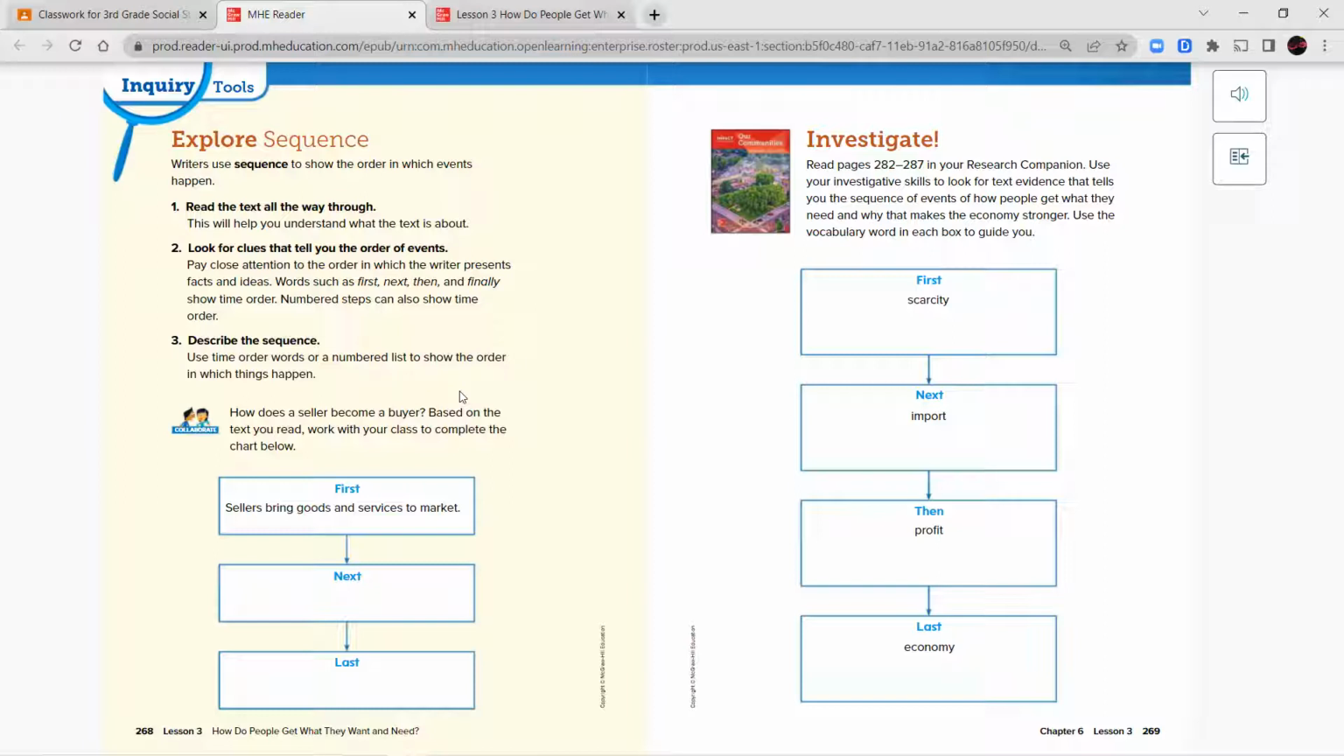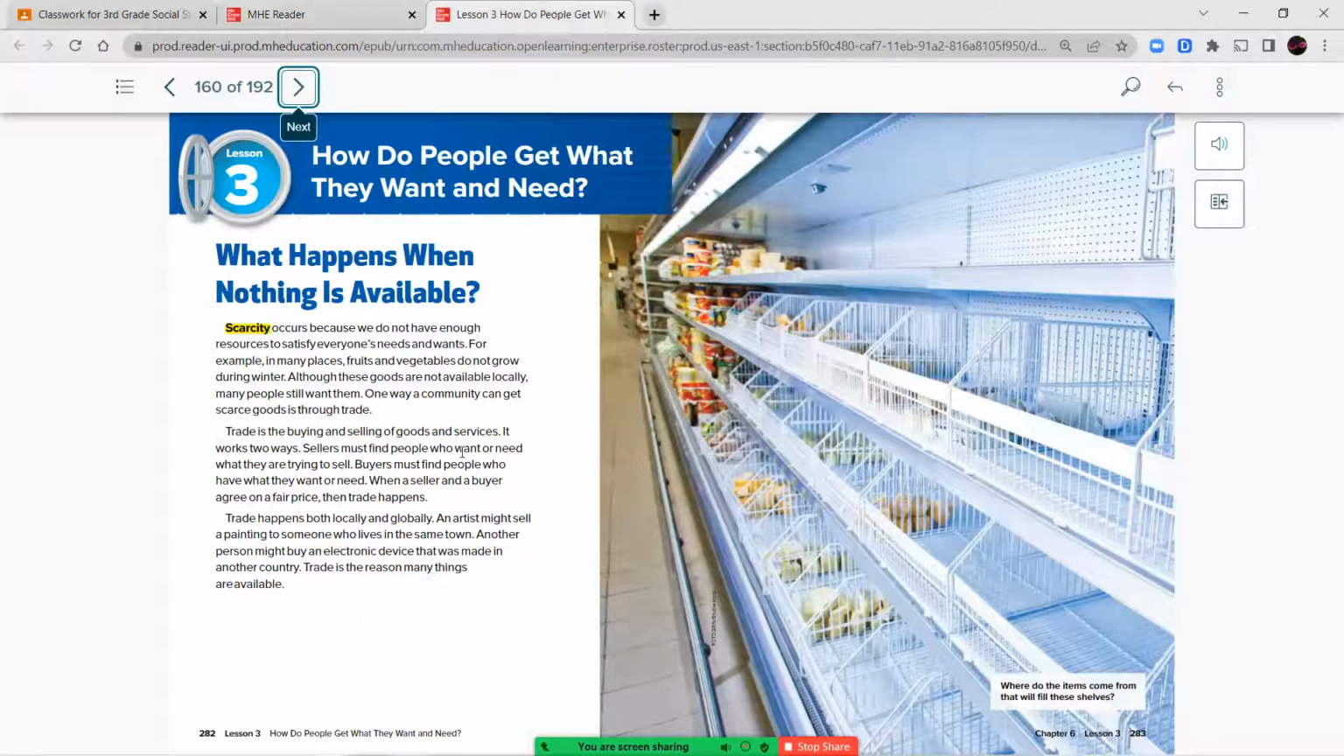So the first one, you can see in the first box, they have the word scarcity. The second box, they have the word import. The third box, they have the word profit. And the fourth box, they have the word economy. So let's go ahead and jump into our reading so we can fill in our graphic organizer as we go. How do people get what they want and need? What happens when nothing is available?